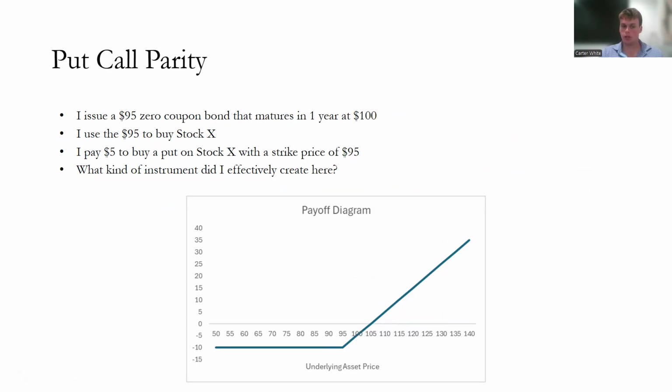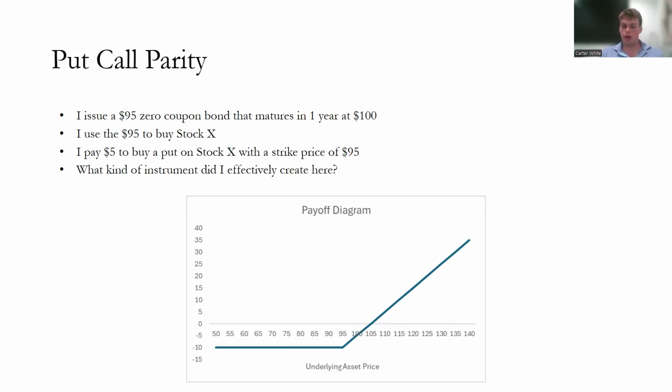Another important concept when it comes to options is put call parity. Think about these three distinct trades that I'm making here, where I issue a $95 zero coupon bond, I use the $95 to buy stock X, and then I buy a put on stock X at a strike of 95 for $5. Think about the payoff here. Assuming I sell stock X in 1 year, I have a capped downside of $10: the $5 I paid for the put plus the $5 in interest. And from there, it's really all upside. I'll start to actually profit if stock X can go above $105.